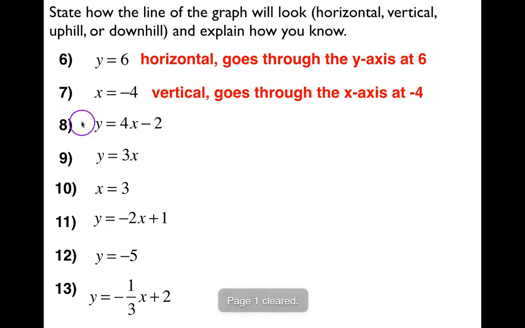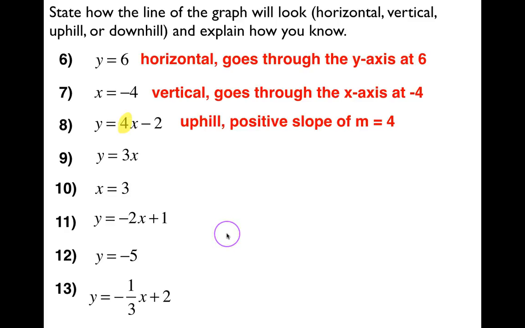And for number 8, notice number 8 is unlike the last 2 problems. This is actually in slope-intercept form. So I'm going to say the slope is a +4. So because of that reason, it's going to be an uphill. Okay. Number 9, notice 3 is also a slope. Since it's a positive number, it's also going to go uphill. Why? Because the slope is a positive number.